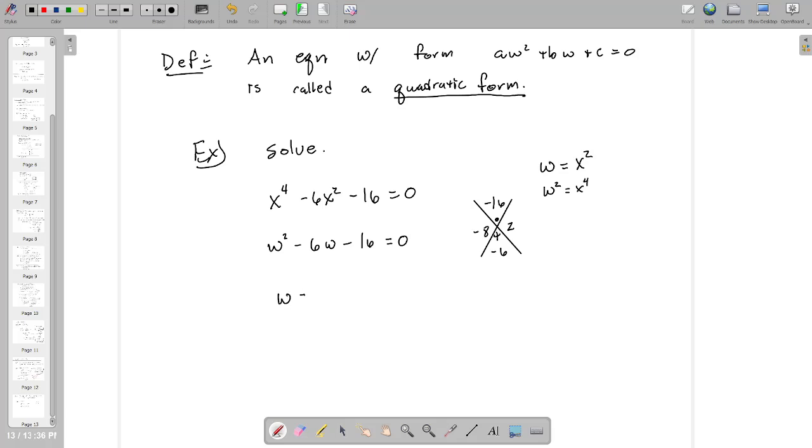So we get (w - 8)(w + 2) is equal to 0. Now, using the zero product property here, notice that we have a product of two numbers that is equal to 0. One of them must be 0. So we say that, well, w minus 8 might be 0, and w plus 2 might be 0. So w will equal 8, or w will equal negative 2.